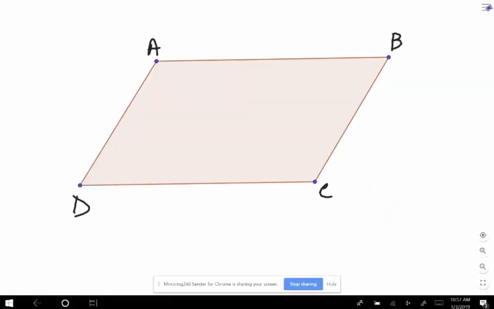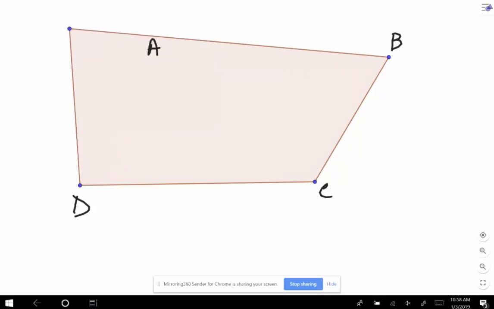So take, for example, let's consider this quadrilateral. You can see here that side AB is parallel to side CD and side AD is parallel to side BC. So the quadrilateral ABCD is a parallelogram. However, if I were to distort things a little bit, then of course we no longer have that side AB is parallel to side CD, and of course we no longer have a parallelogram.